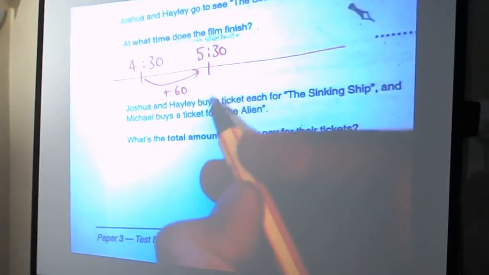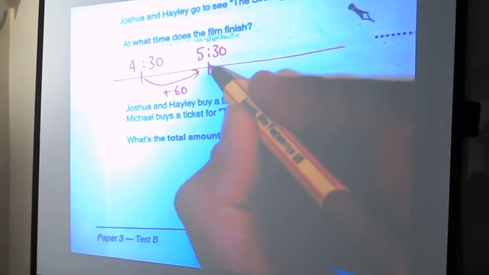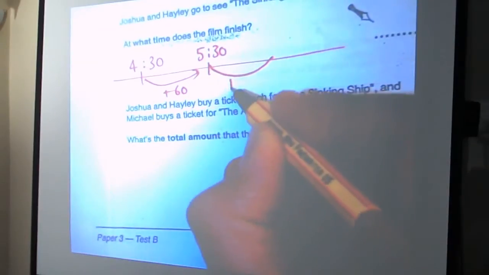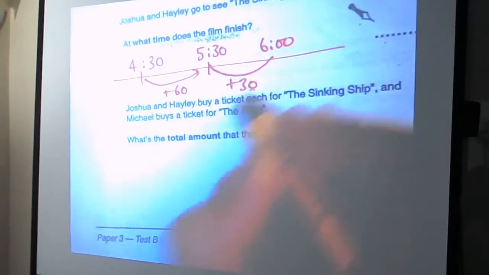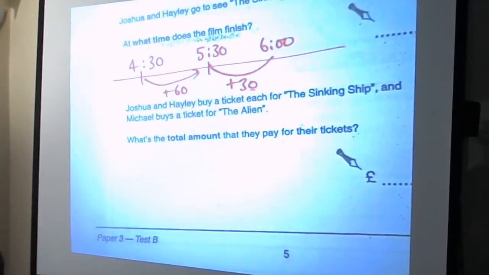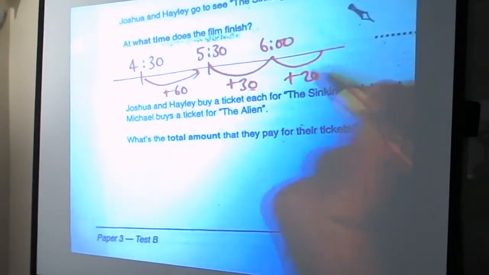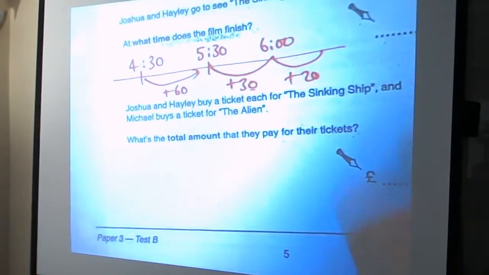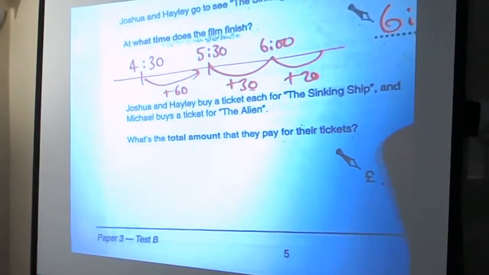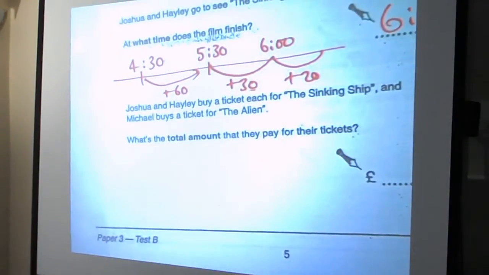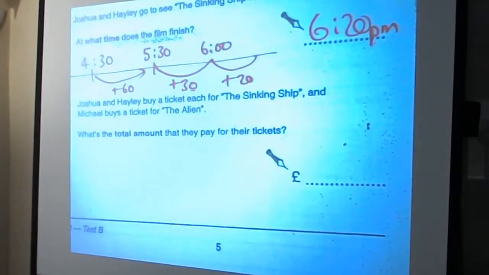Now we've got to add how many minutes altogether? 110. So 5:30. What happens if you add another 30 minutes? We get to 6 o'clock. How many minutes have I added altogether? 90. How many more do I need to add? 20. So 6 o'clock, add another 20 minutes will give us a nice time of 6:20 p.m. Is that nice and clear, folks?